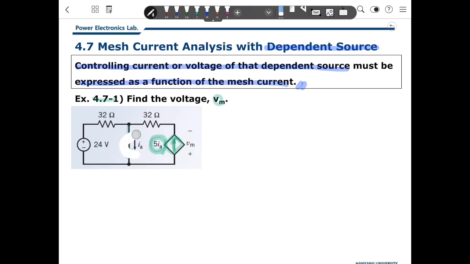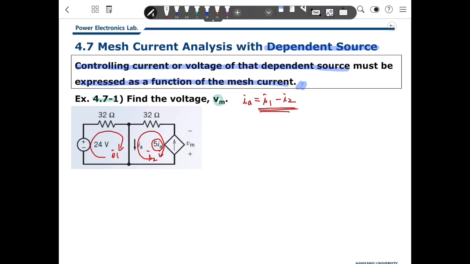To solve this problem, at first we should define the mesh currents, because there are two meshes. We write this as I1, and here this is I2. So what should we do? Ia will be I1 minus I2. So based on this, we can write that value here.